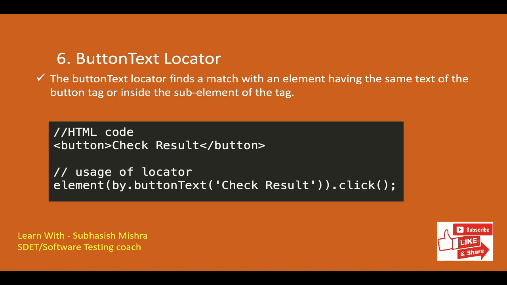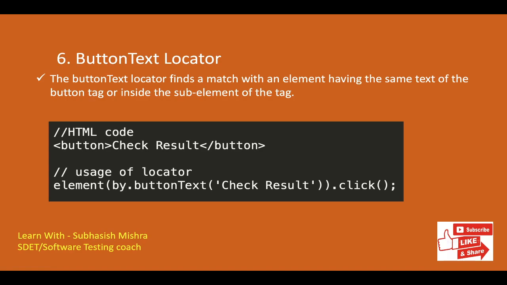How will we do that? You can use again the element function and then by.buttonText and then pass the exact value, whatever value you are seeing, check result, same value you need to pass, and then you perform the action. We are performing the click operation here.